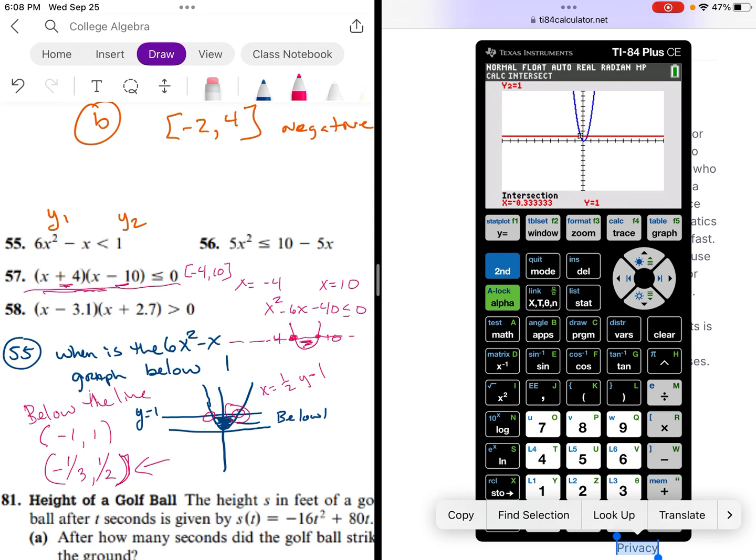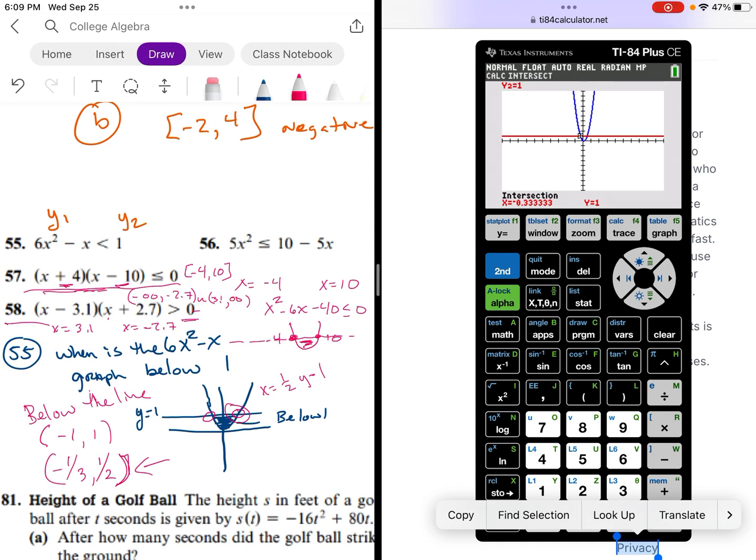So again, several different ways you can do it. I think like the 58, it's easier to say, okay, here are my x-intercepts: x equals 3.1, x equals -2.7. And when am I above? This parabola again opens up because x times x is x squared. So when am I open or positive is what that's saying. Well, that would be from -infinity to -2.7 union 3.1 to infinity.